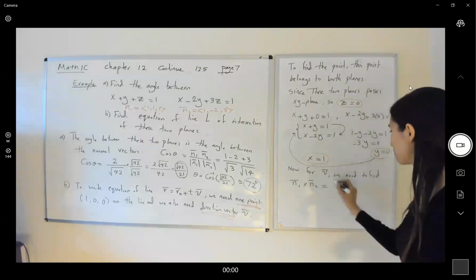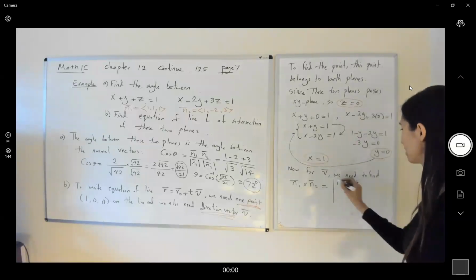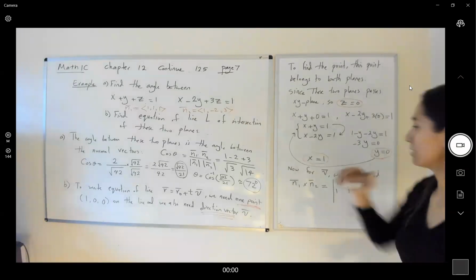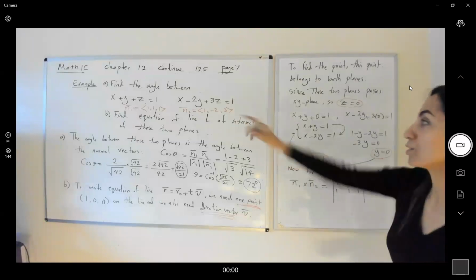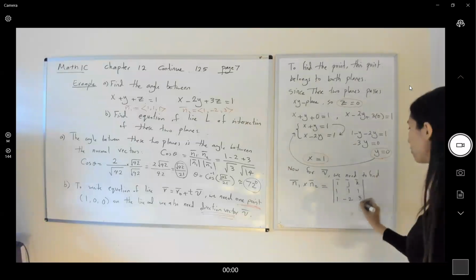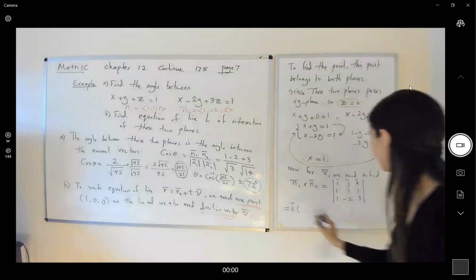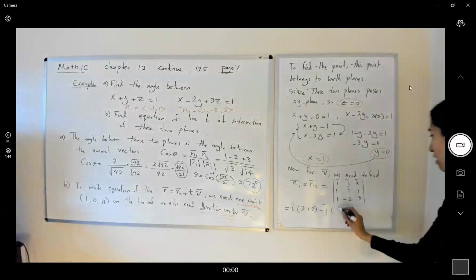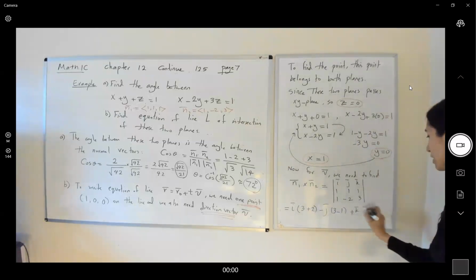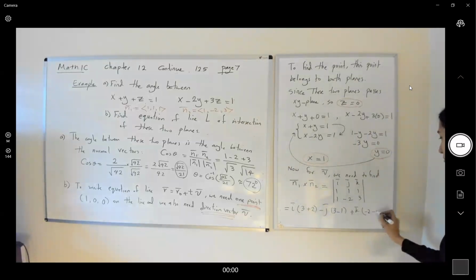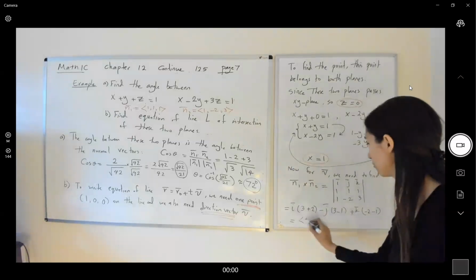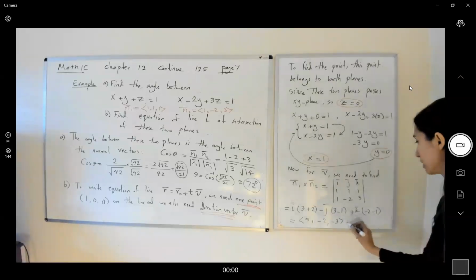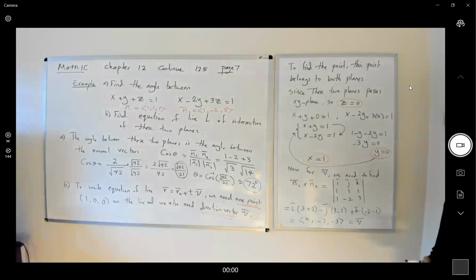This is equal to i, j, k. n1 is 1, 1, 1, and n2 is 1, minus 2, and 3. This is equal to i times 3 plus 2, minus j times 3 minus 1, plus k times negative 2 minus 1. That gives you 5, negative 2, and negative 3. This is your directional vector.